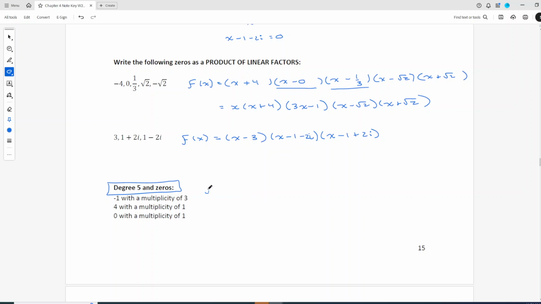So for this one, when they're telling you these multiplicities, what that means is that you have a 0 of negative 1, so my factor would be x plus 1, and then because it has a multiplicity of 3, you're just going to cube it, right? Because the x plus 1 would appear 3 times. Then we have 4 with a multiplicity of 1, so that's going to be x minus 4. And then lastly, we have a 0 of 0 with a multiplicity of 1. Now I always like to throw those out front. And that would be my answer. And if I counted up my x's, I have 1, 2, 3, 4, 5. So it's a 5th degree polynomial. Awesome. Go and practice that.